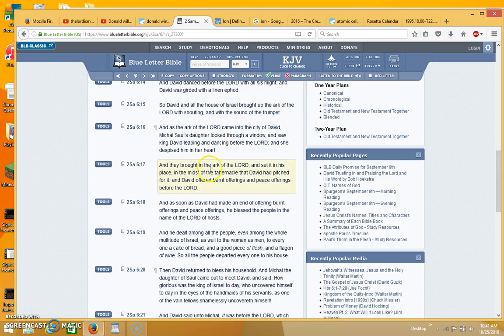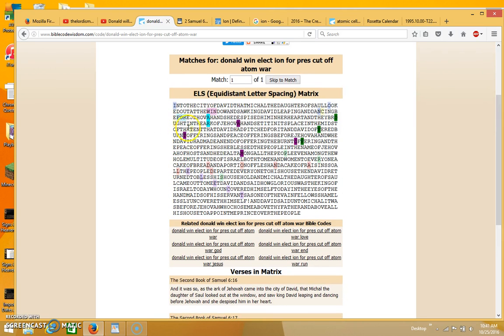It says, and they brought in the ark of the Lord and set it in his place in the midst of the tabernacle that David had pitched for it. And David offered burnt offerings and peace offerings before the Lord. And so when you look at the table, in the ASV version, it uses the word tent. You see it right here. It says, and they brought in the ark of Jehovah and set it in its place in the midst of the tent that David had pitched, or the midst of the tabernacle.